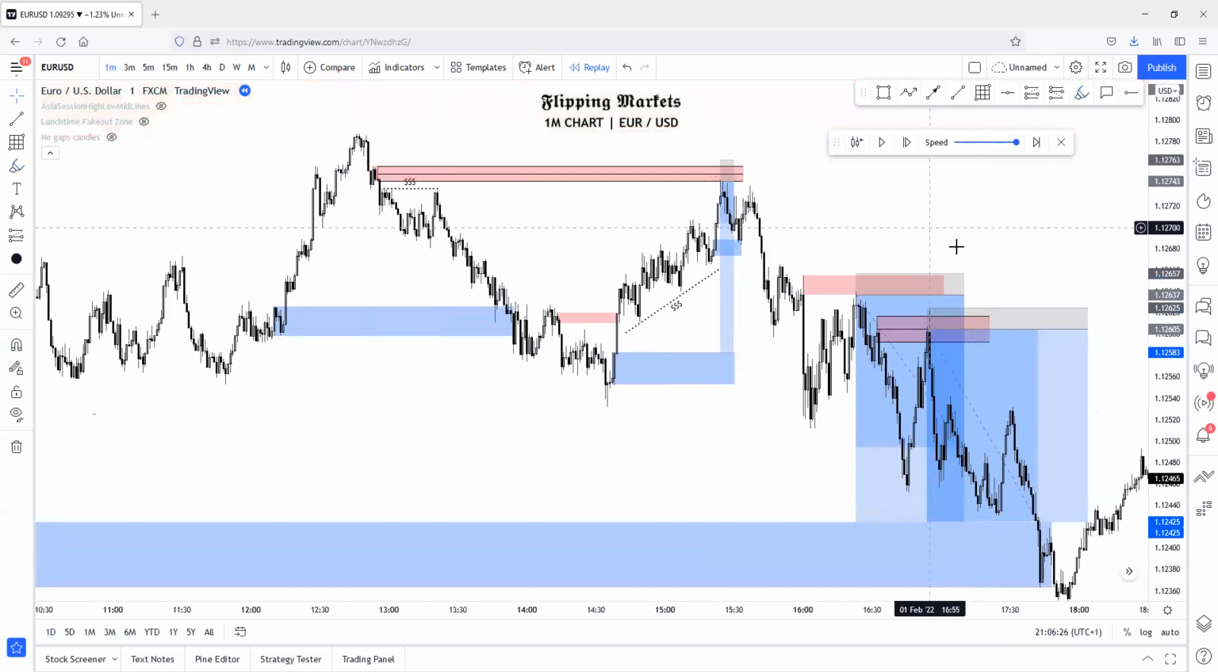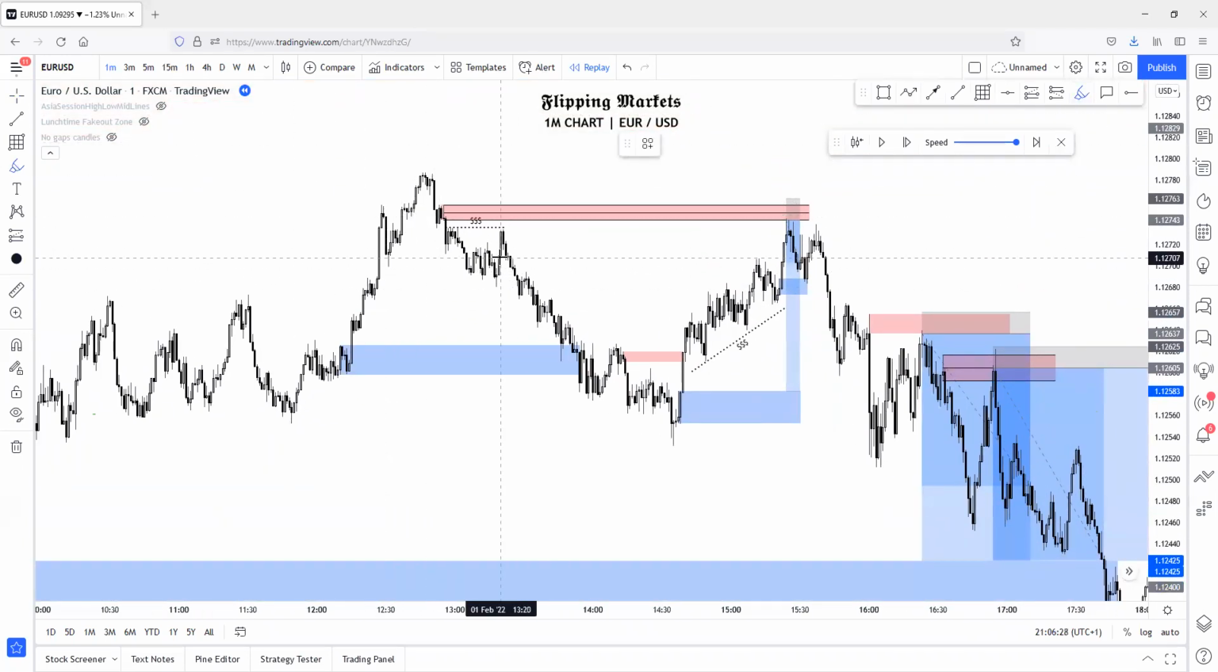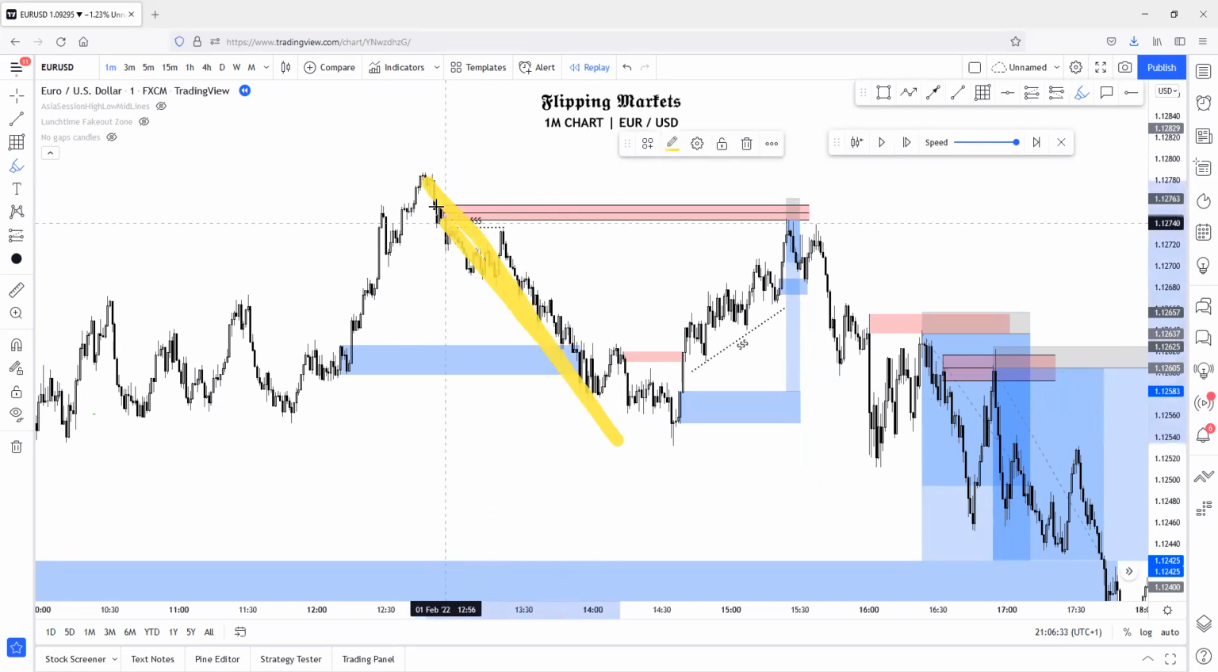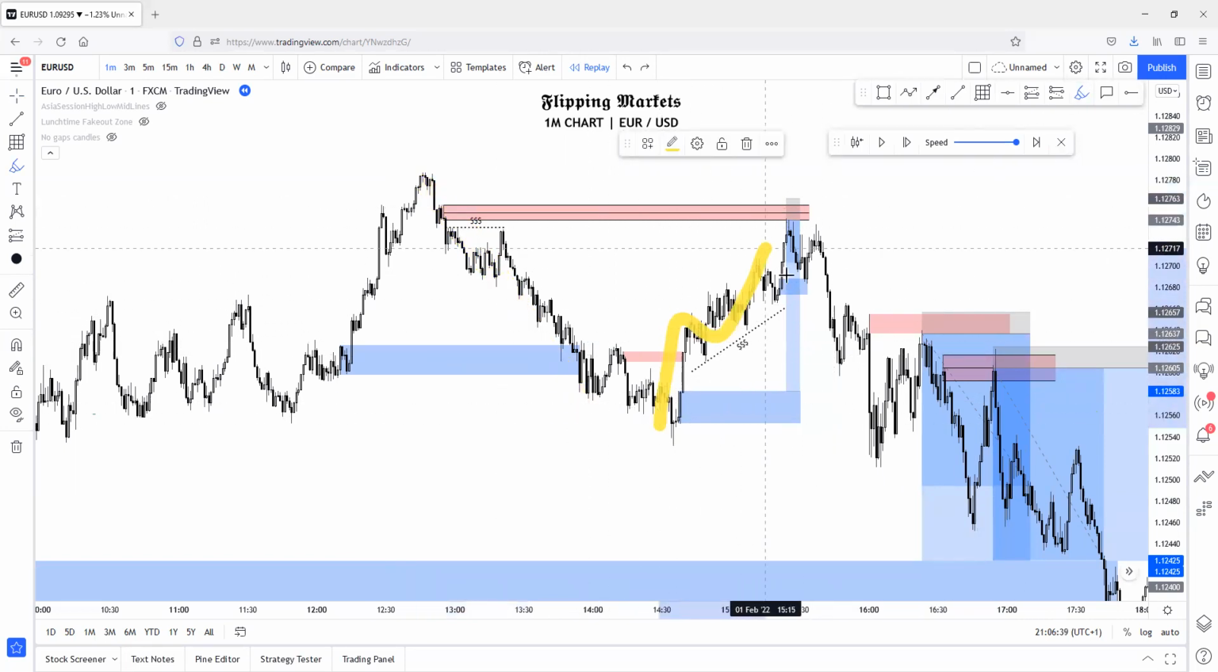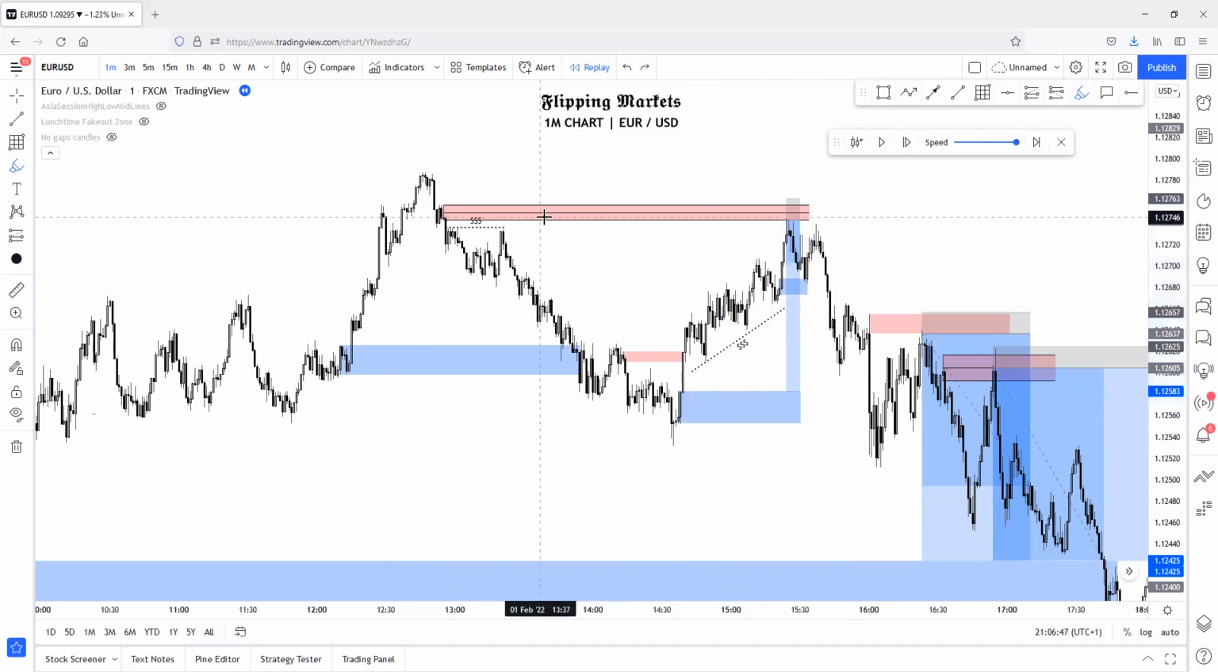The 15-minute structure has turned into bearish at this movement. So the structure on the 15-minute chart is bearish here. But on the 1-minute chart, at this region, the structure has turned into bullish, because price changed character here on the 1-minute chart. So the 1-minute structure is bullish in this region, but the 15-minute is still bearish because this is the high point.